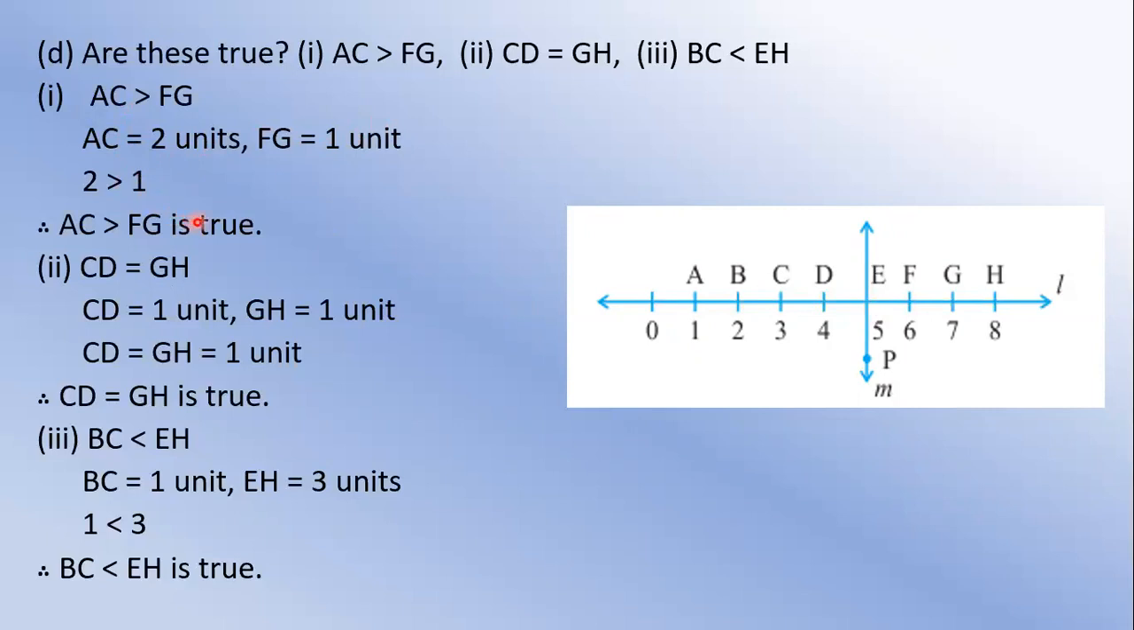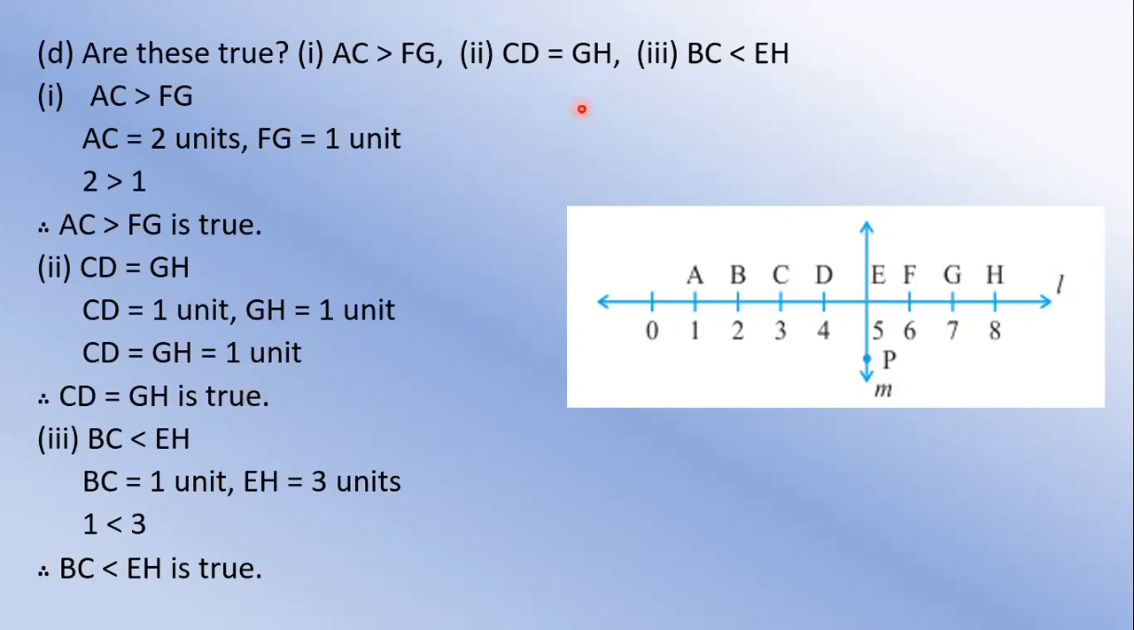That is true. Second, CD is equal to GH. CD measures 1 unit and GH also measures 1 unit. GH, the distance between G and H, is 1 unit. CD and GH both have the same measure of 1 unit. So CD is equal to GH, that is also true.